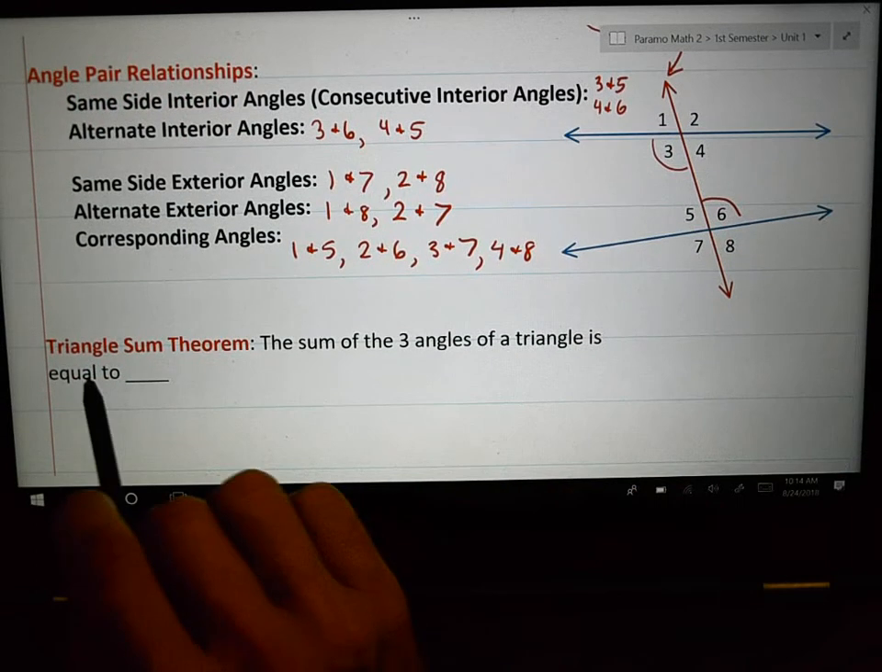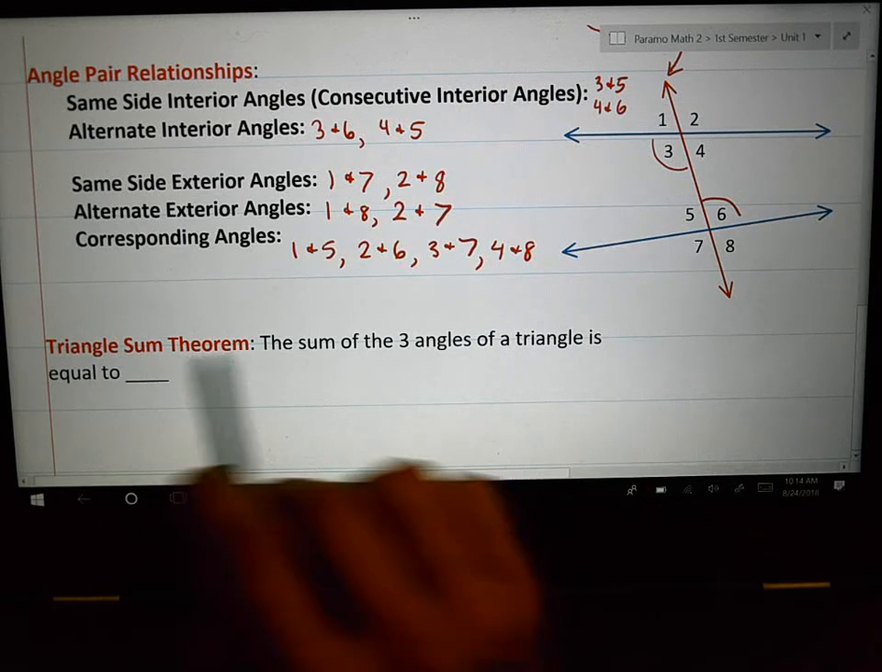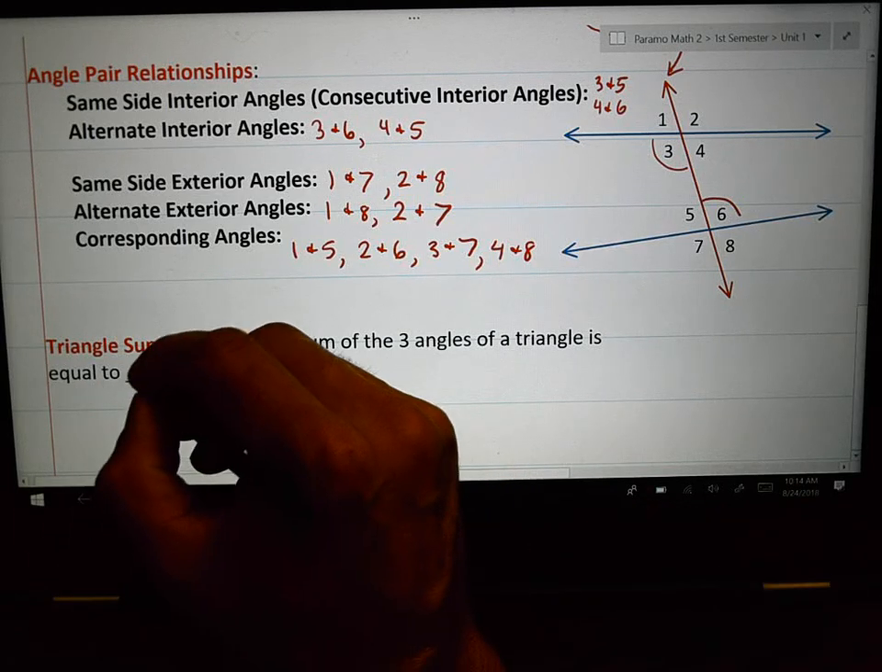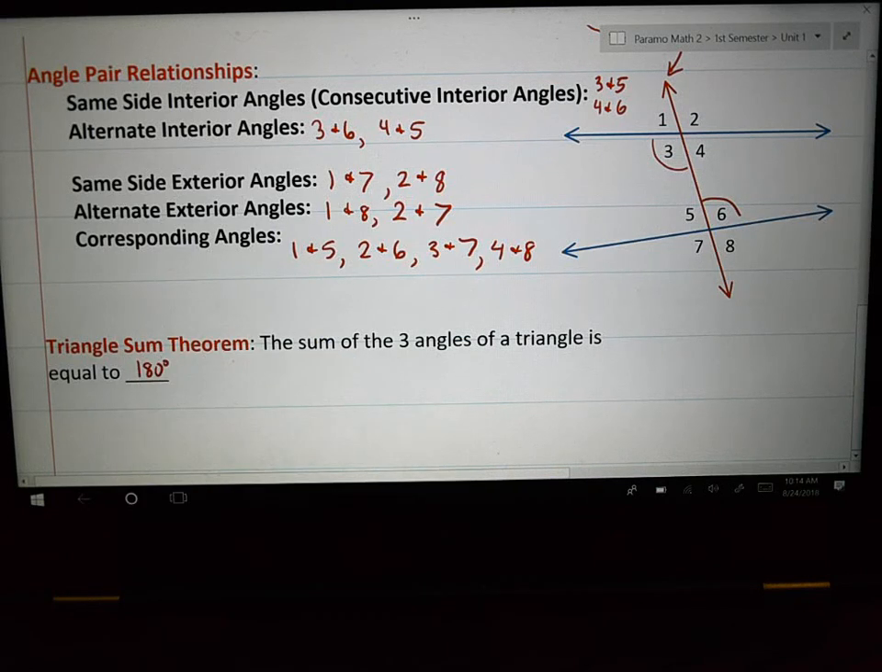Last thing that we're going to write down, the triangle sum theorem. The sum of 3 angles of a triangle is equal to, do you know the answer? 180 degrees. We'll stop your notes right there.